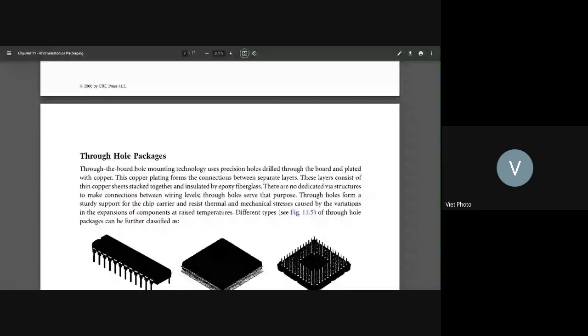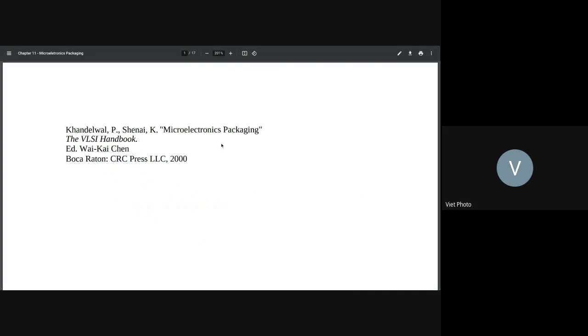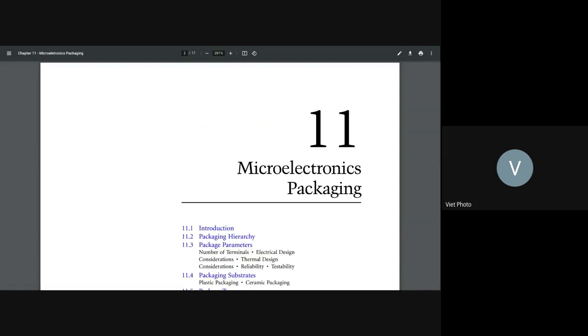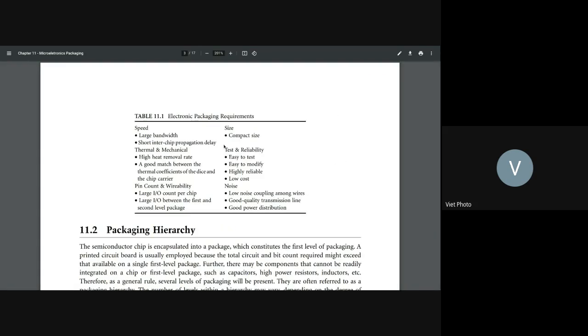Yeah, this one is about the package. I think we will update it. It is from 2000, but it's still okay. There is some more advanced packaging, but we just need to get the idea, right? So this one will talk about the package.